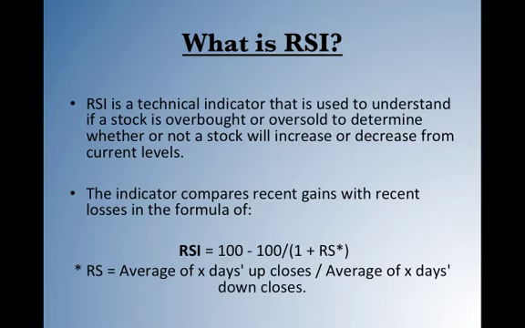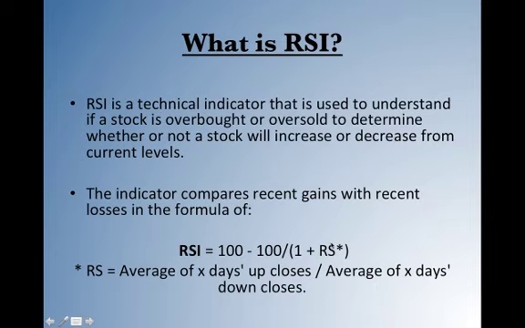Well, basically RSI is a technical indicator that is used to determine if a stock is overbought or oversold. And from that we can then decide whether a stock would increase or decrease from those levels. The indicator is configured by comparing recent gains with recent losses, and the formula for RSI is 100 minus 100 divided by 1 plus RS.